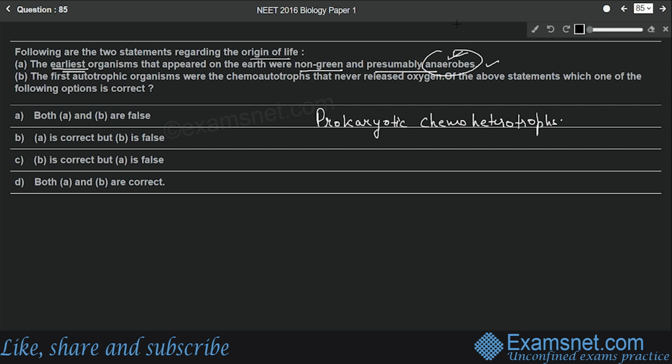Then if we talk about the second statement, it says the first autotrophic organisms were the chemoautotrophs that never released oxygen. So yes, this is also correct, because initially there were prokaryotic chemoheterotrophs, but once they developed into autotrophs, they were still prokaryotic chemoautotrophs. That means they were still using chemicals as a source of food. So they never released oxygen. So both these statements are correct. That means which one will be the correct answer? Option number D. Both A and B are correct.